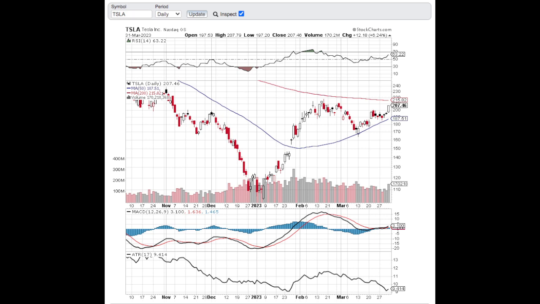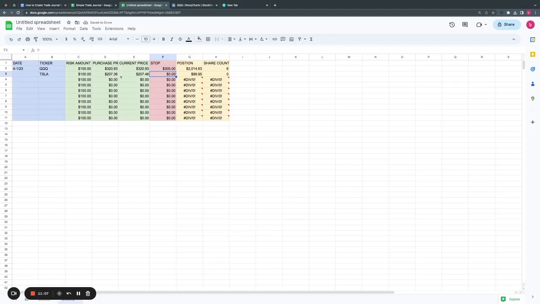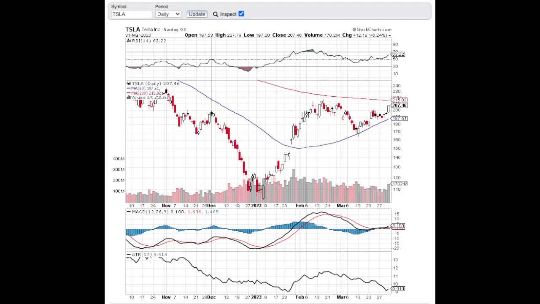We'll go ahead and take a look at what Tesla would look like here. So if we were looking at Tesla, because we know that we just did it on the previous one, we were talking about 207.46. This is actually good so you can understand how it might move. Let's say we wanted to look at Tesla and we were going to put a stop here at 175.